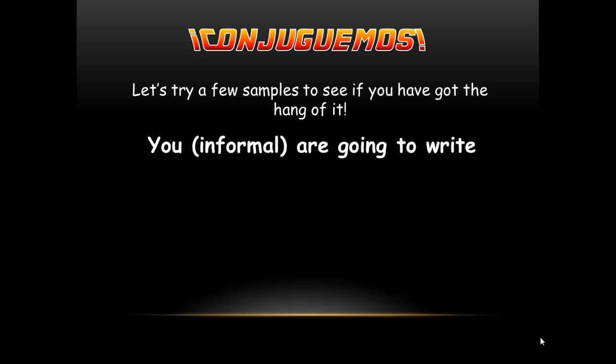You, informal, are going to write. Now, the informal you is the tú form, if you remember from what your teacher has probably told you. So you need to find the tú form of ir, plus a, and then the verb to write. The answer that we would come up with is tú vas a escribir. Tú vas is the you are going part, the a is the to, and the escribir is the write part.